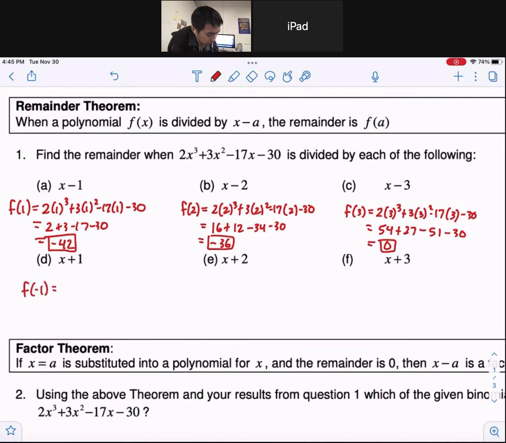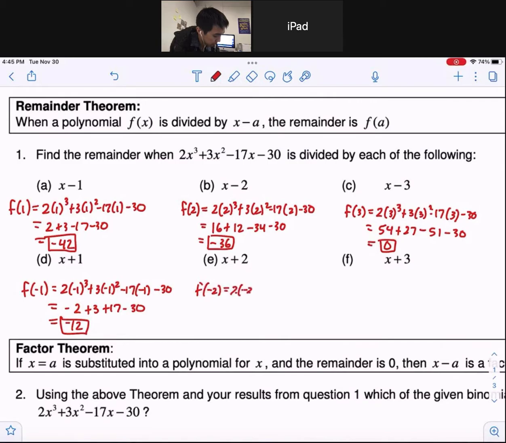So for this one, if you plug in negative 1 into here, you would get a certain remainder. Negative 2 plus 3 plus 17 minus 30, negative 12. This one here, plug in negative 2 into the function. So remainder theorem is not that challenging. It's just a lot of plugging in into the original function to find your value.